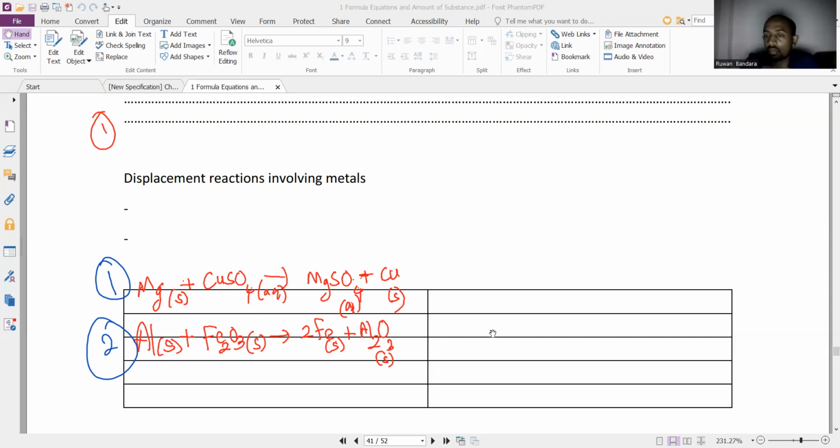And the next one: the metal element on the reactant side takes the place of the metal compound.